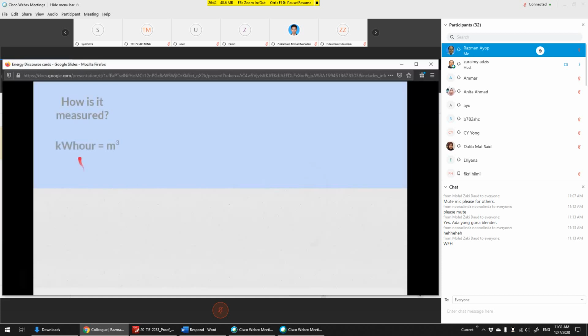Kilowatt hour is equal to meter cube. This is electrical energy. This is water. So water is measured in meter cube. Electrical energy is in kilowatt hour. If water, you can see the volume of water. In electrical energy, you cannot see the volume. But you know energy is used by that much, as if it is a volume of water.